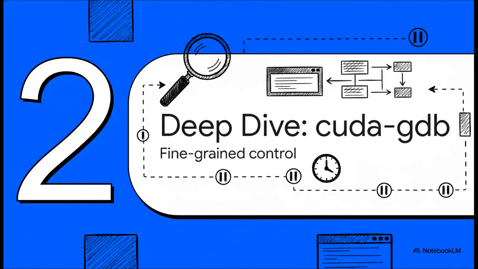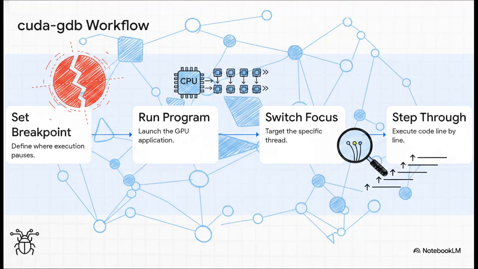Moving on to part 2, a deep dive into cuda-gdb. Sometimes, those simple print statements just aren't going to cut it. For the really complex bugs, we need fine-grained control to pause execution and inspect memory exactly when and where we want. Now, if you've ever used GDB for CPU programming, you're going to feel right at home here because cuda-gdb brings those exact same capabilities straight to the GPU.